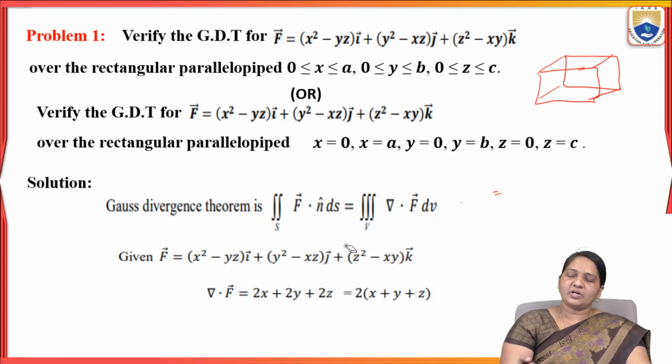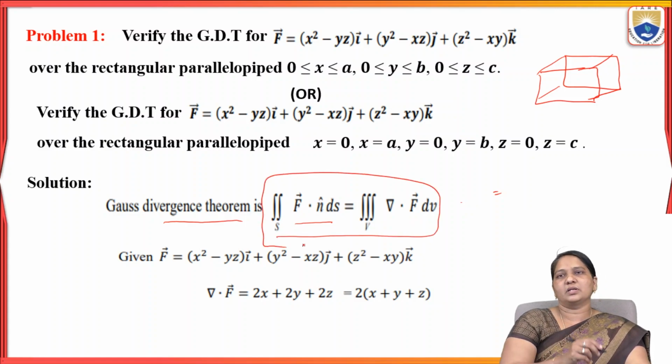So here, first, what is the statement of the Gauss Divergence Theorem? Double integral over S f bar dot n bar ds equal to triple integral over V del dot f dv. This is the statement of the Gauss Divergence Theorem. To calculate the RHS part, first we should know del dot f. Given f bar equal to (x square minus yz) i plus (y square minus xz) j plus (z square minus xy) k.